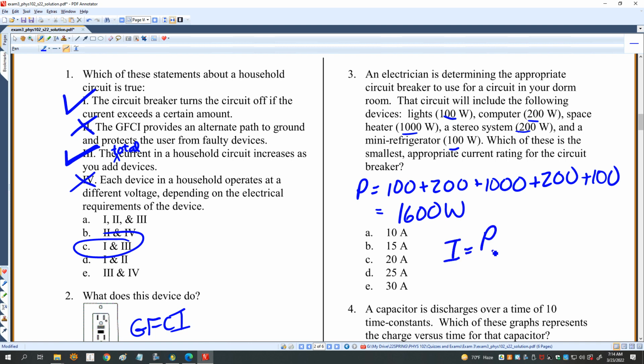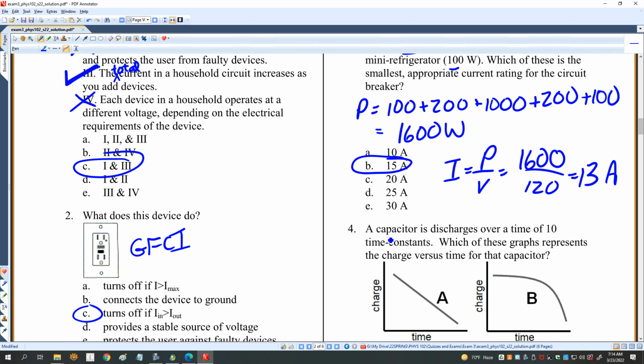I is equal to P divided by V. So that's 1,600 divided by 120. I get 13. So that's the total current that I have. Then the smallest circuit breaker that will manage this is that one.